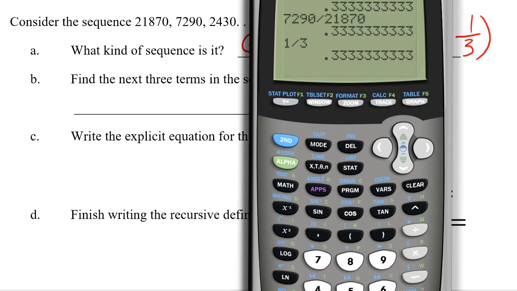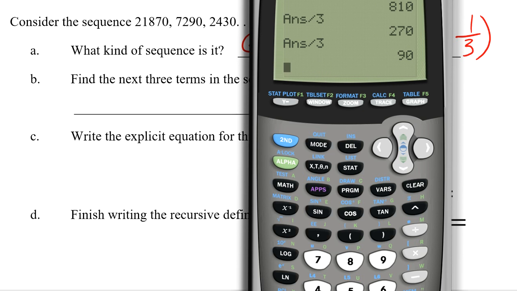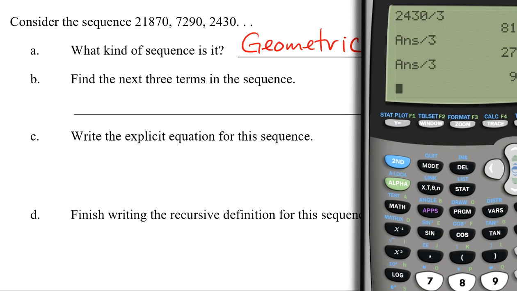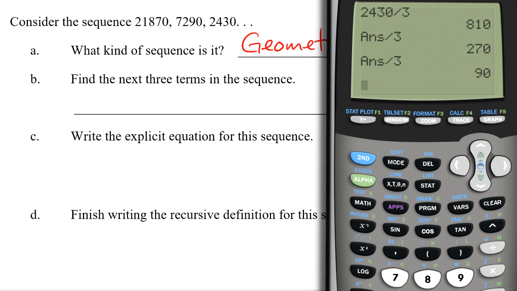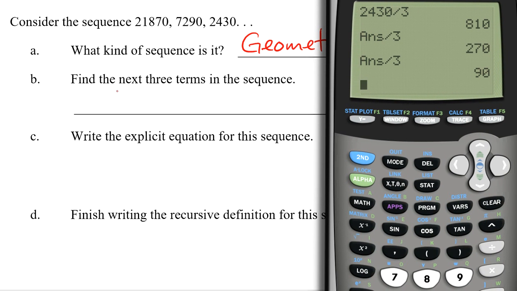Well, if I take off my last one, the 2430, I can multiply by 1/3, but I can also just simply divide by 3. So if I divide by 3, I get 810. Divide by 3 is 270. Divide that by 3, I've got 90. So, this is kind of cooked up so that these are nice numbers, but you can see that the next three terms in this sequence would be 810, and then we would go to 270, and then we would go to the number 90, and it continues.